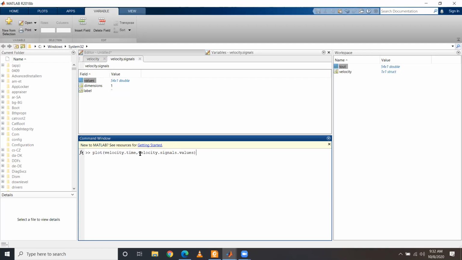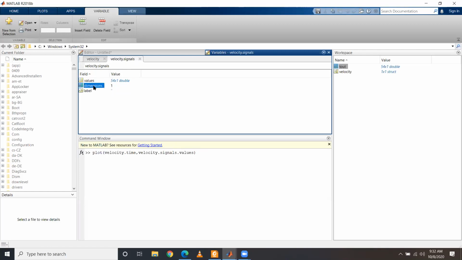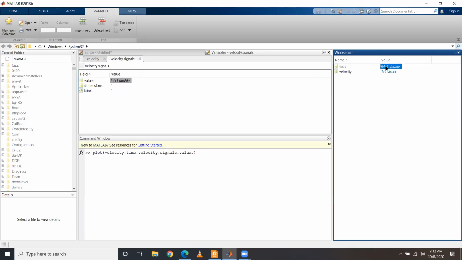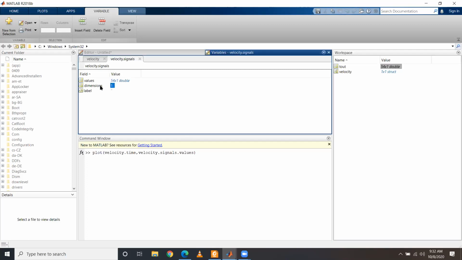So what are dimensions? I have no idea. Maybe, since all the data are one dimensional, it means that one. If you take a look at the data values and time, they're both one dimensional, right? One column only. Maybe that's it.